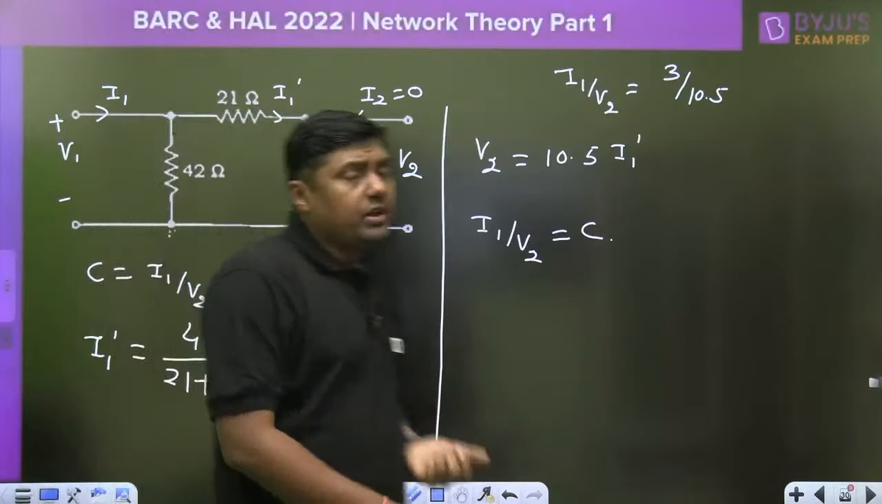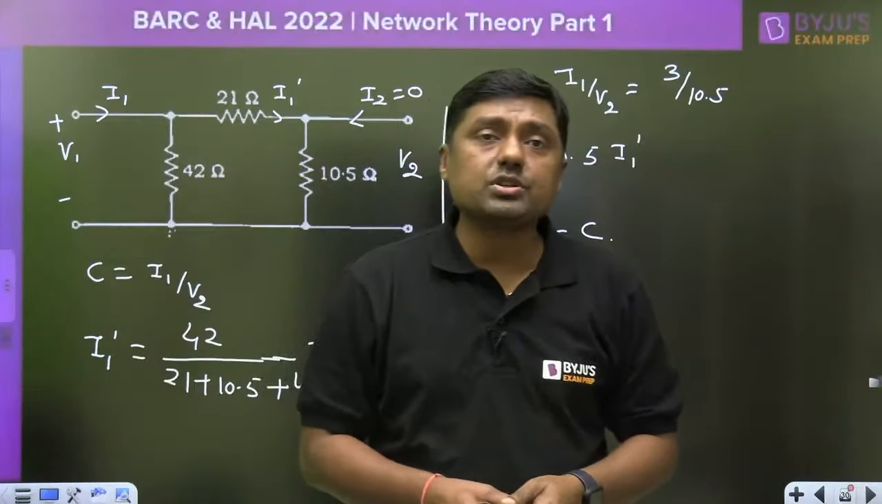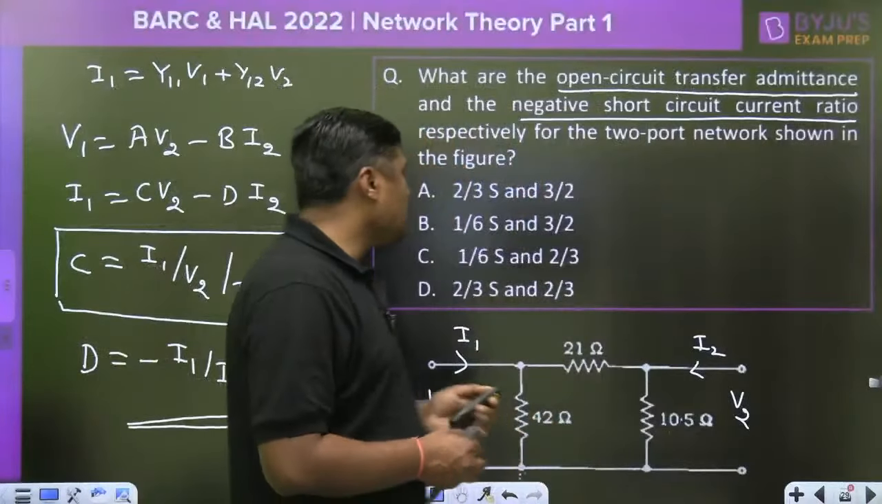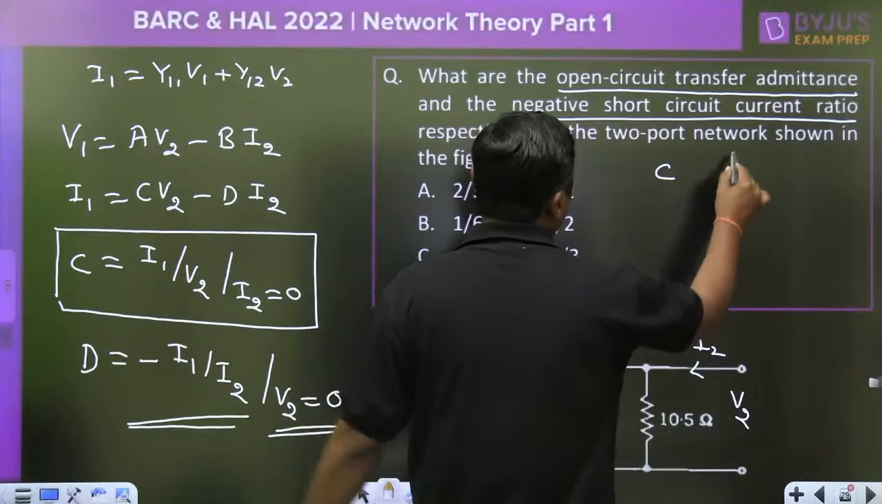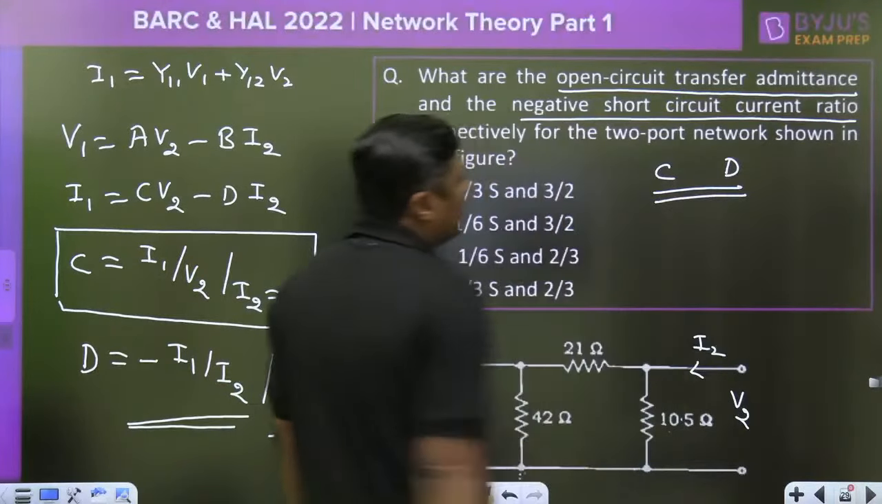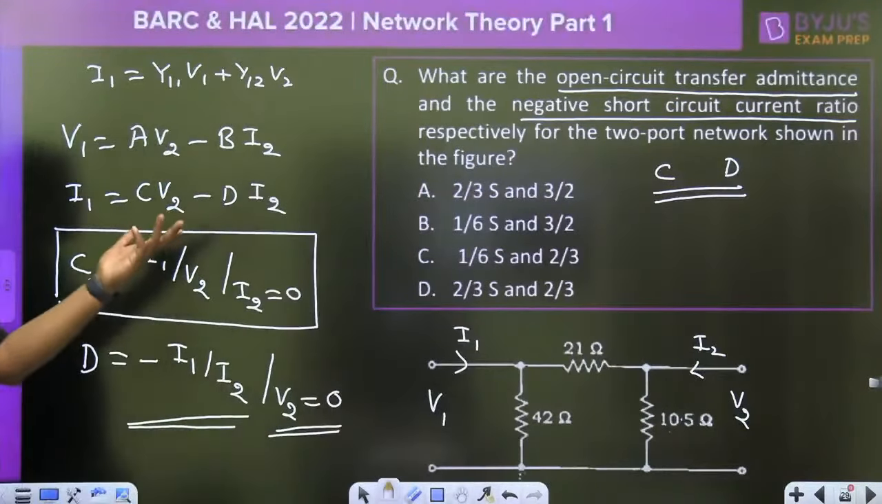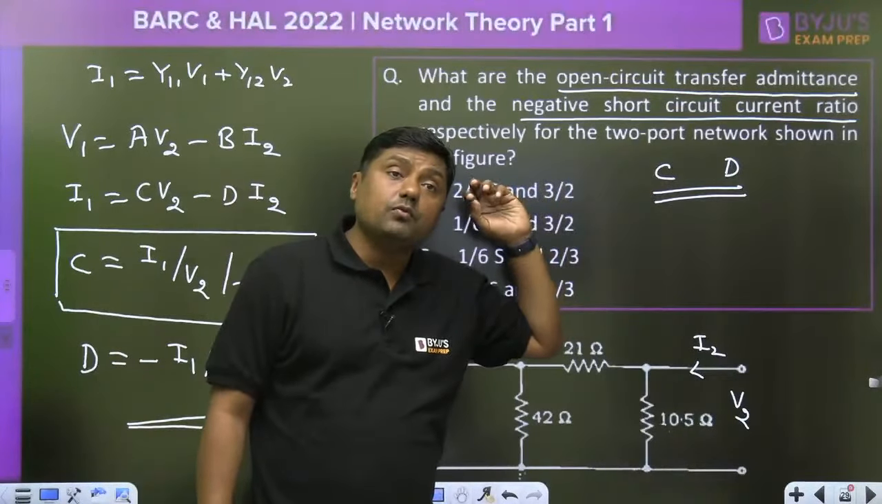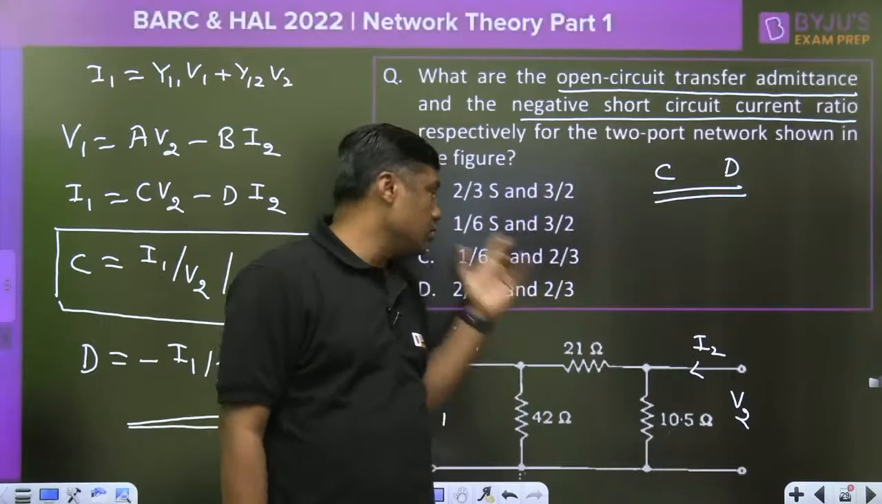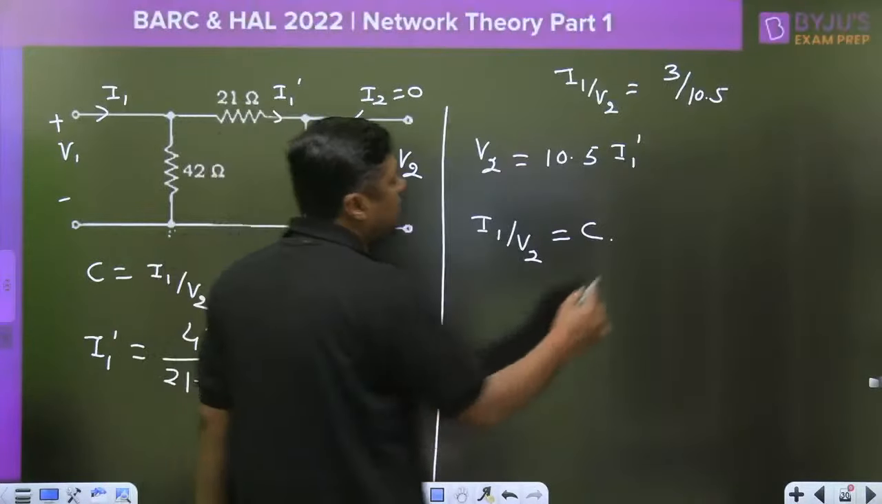So what is new in this question? Simply, they are not asking to find the value of C or find the value of D. If it were a simple question that just asks to find the value of C or the value of D, then this question would become very, very easy for you. Right? So from that you will get 1 by 6 Siemens.